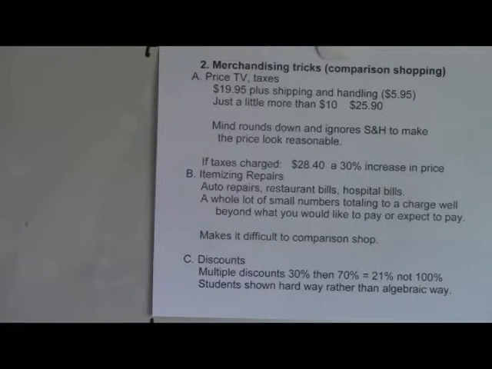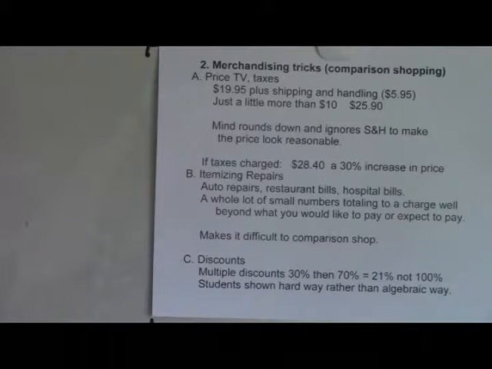Another trick that is done, I find this often with auto repairs, restaurant bills, and hospital bills. You go in for an auto repair bill, and they itemize everything, and all these little numbers begin adding up to a big number. My technique is I go in and say, tell me what the final cost is with taxes, so that I will know what I'm paying. And in some cases, this helped me shop around and get something at a much reduced price.